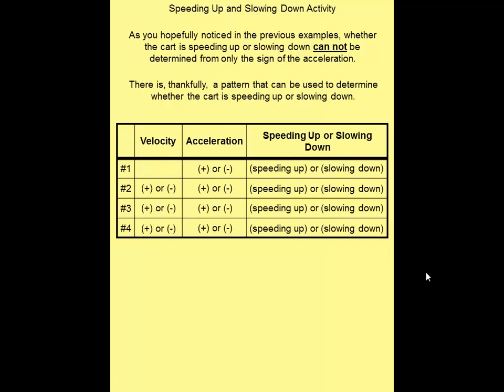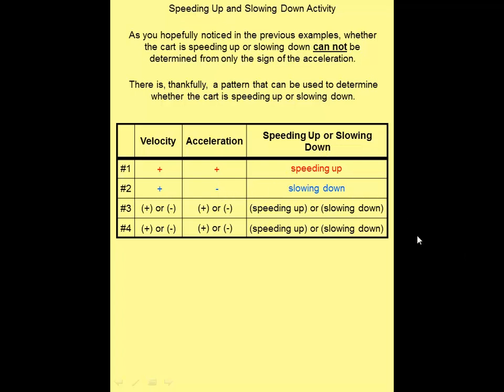In question number 1, you were moving away from the motion detector and had a positive velocity. You also ended up with a positive acceleration and your cart was speeding up. In number 2, you were also moving away from the motion detector, but in this case you had a negative acceleration and you were slowing down. So this seems to fit the pattern that most people walked in with. Positive acceleration, speeding up, negative acceleration, slowing down.